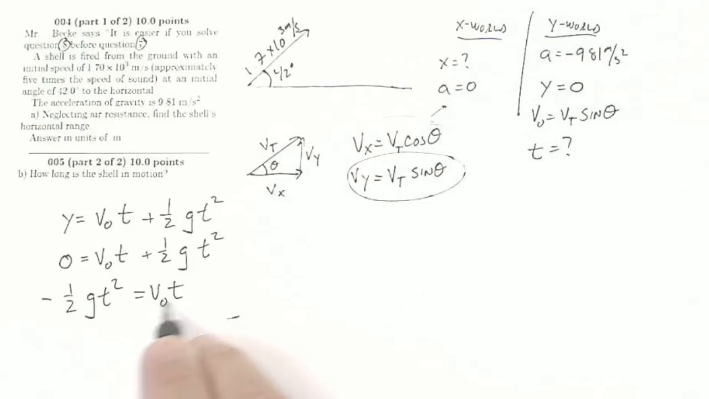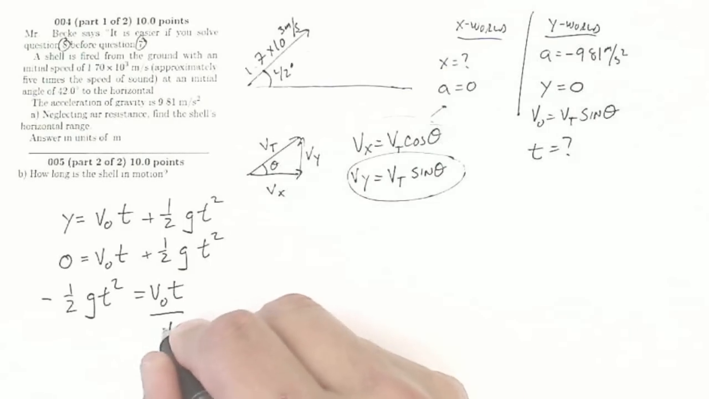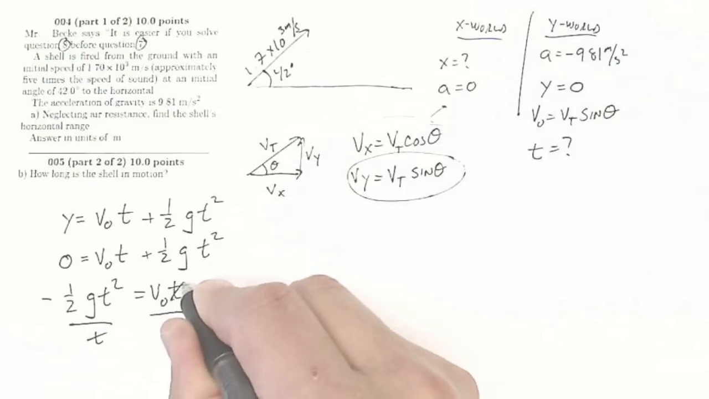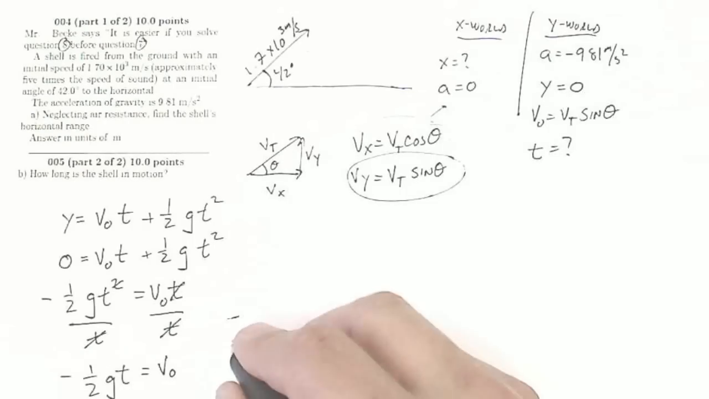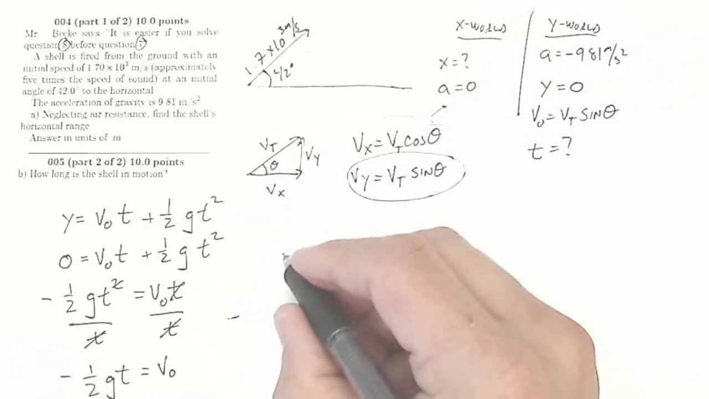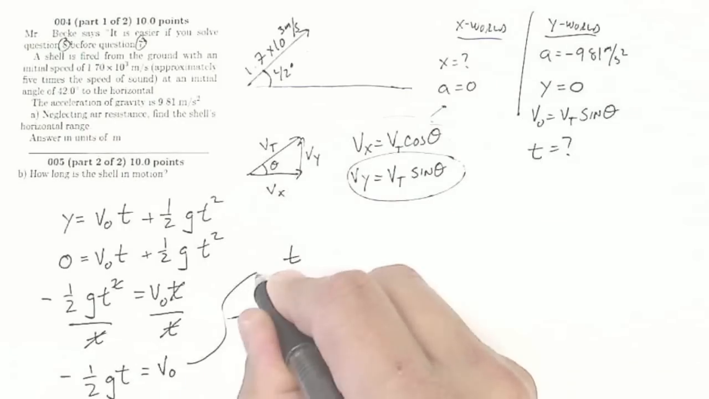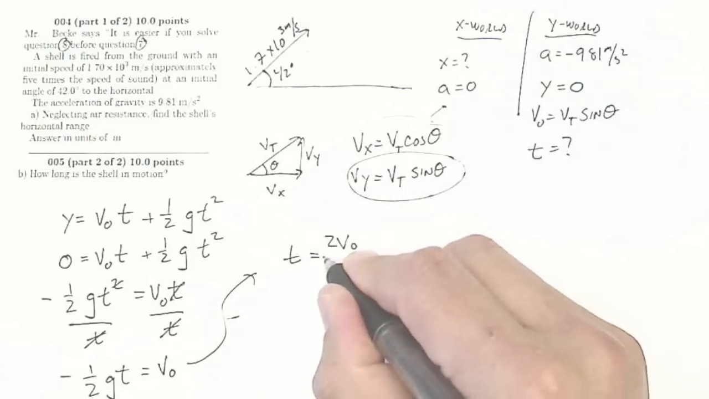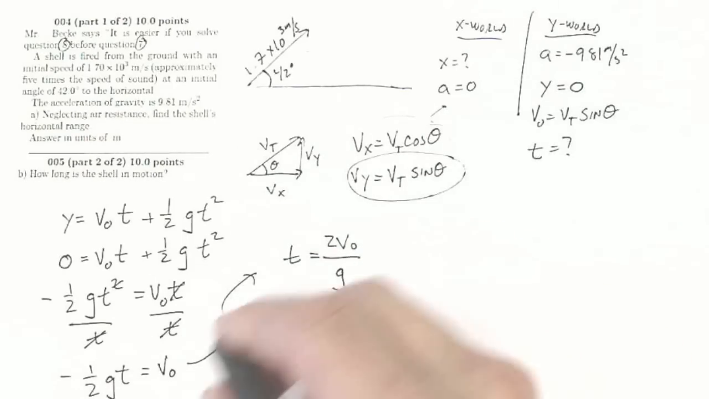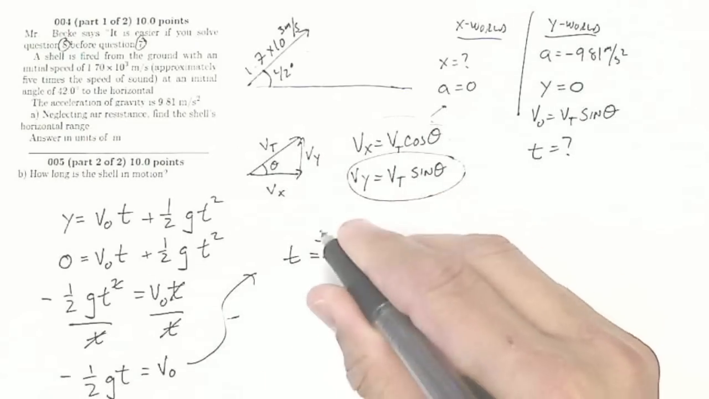Now you'll notice there's a t over here and a t squared there. So if I divide both sides by t, this one goes away and this is left at just t. So I get negative 1/2 gt equals v0. Sorry, that's a negative. Now if I want to solve for time, I can multiply by 2 and divide by g. So I get my time equals v0 times 2 divided by g. And that's a negative, but that's going to be a negative, so that will give me a positive amount of time.